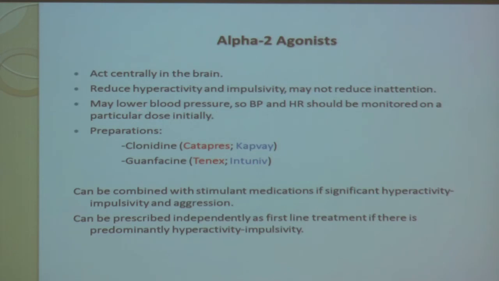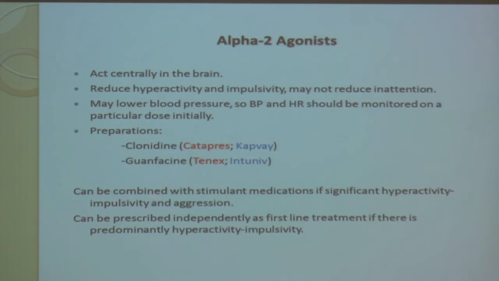And these medicines have been used for years as blood pressure medications in adults. So the blood pressure and heart rate should be monitored at least for a few days when a child is started on one of these medications. Typically, we recommend maybe three or four days. Or if the dose is increased, then you might want to monitor the blood pressure and heart rate.